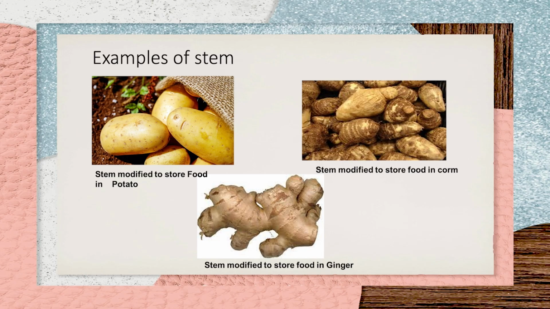Recall your imagination trip to the vegetable market today in this session. You must have seen some more varieties of vegetables like potato, ginger, onion. They are stems. You will study in detail in higher classes.